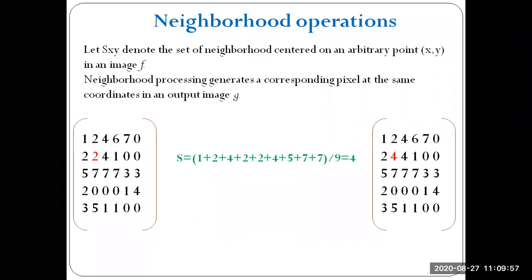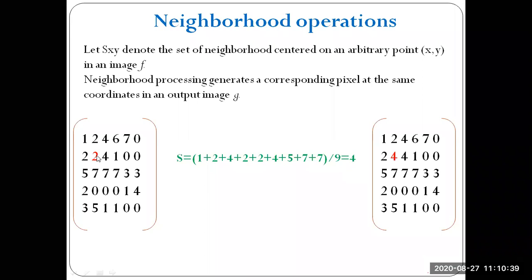But in neighborhood operations, we consider multiple pixel values to change one center pixel value, using a 3 by 3, 4 by 4, or 9 by 9 region, depending on your requirement. A mask is considered. A 3 by 3 mask here means 124, 224, and 577. This is my 3 by 3 mask. How many elements are in a 3 by 3 mask? 9 elements. You add all these 9 elements and take the average, and you get a new pixel value, which replaces the center pixel value of the considered mask.